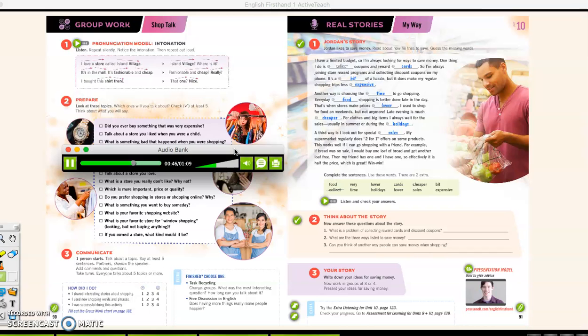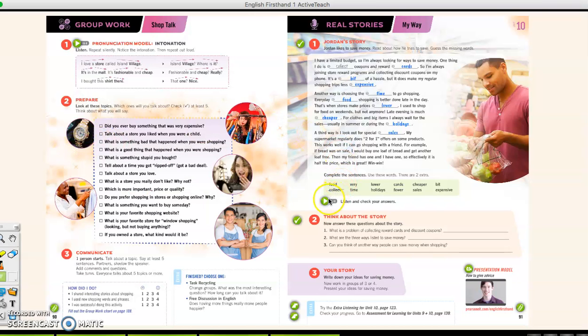A third way is I look out for special sales. My supermarket regularly does 2-for-1 offers on some products. This works well if I can go shopping with a friend. For example, if bread was on sale, I would buy one loaf of bread and get another loaf free. Then, my friend has one, and I have one, so effectively, it is half the price, which is great. Win-win.